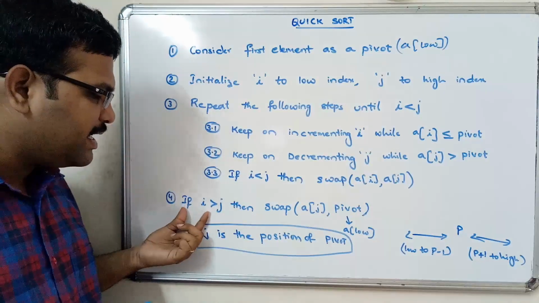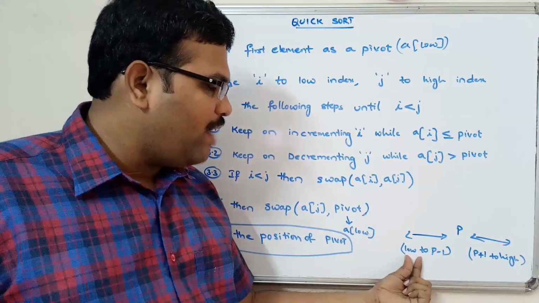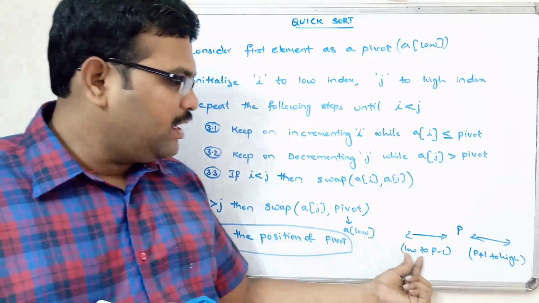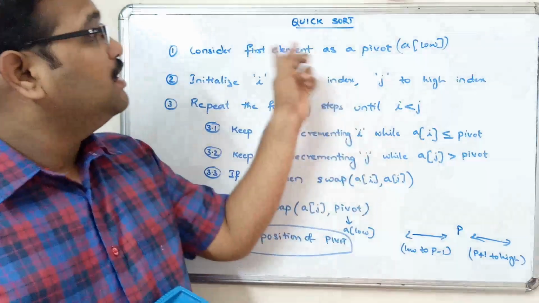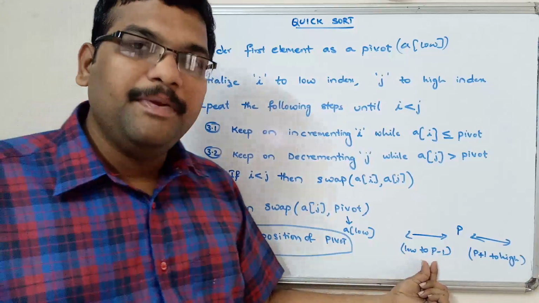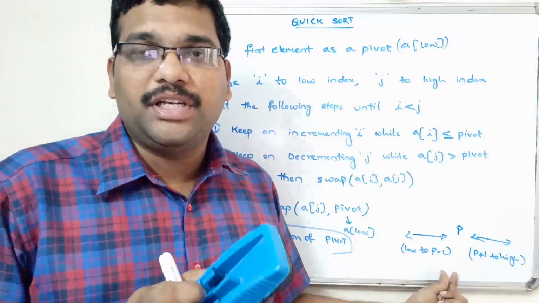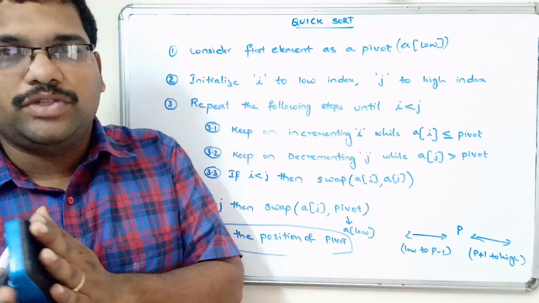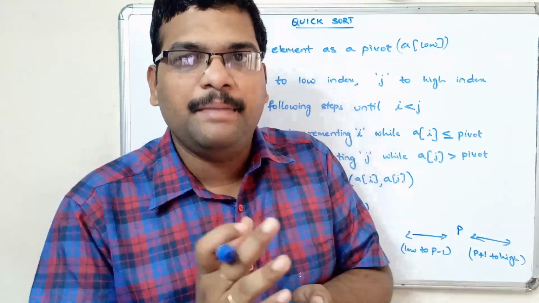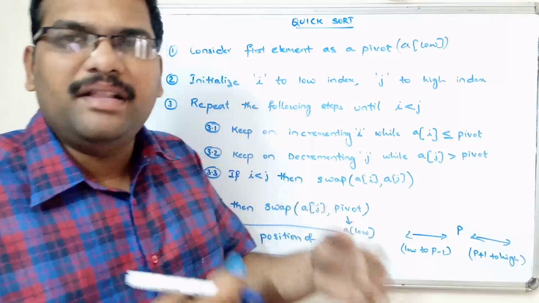Then if i is greater than j, the index value of i is greater than the index value of j, then simply swap the low value with a of j, that means the value present at position j. Here a of low means nothing but the pivot value, because in the first step we are considering the first element as the pivot. So again, j is the position of the pivot. When the pivot position is fixed, all the elements which are less than the pivot will be on the left-hand side, and all the elements which are greater than the pivot are available on the right-hand side. And again do the partitions and repeat the same process.